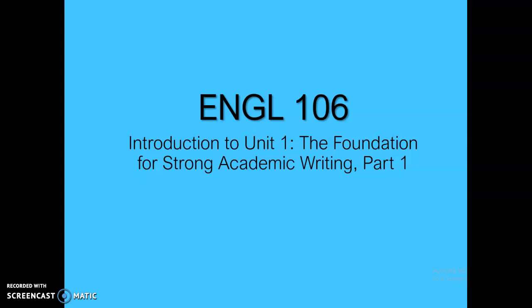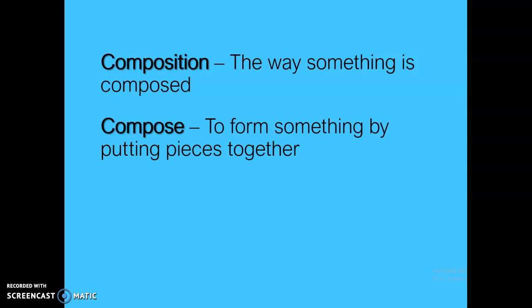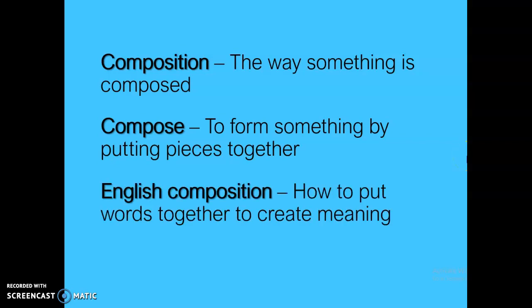Composition. What does that word even mean? One definition is the way something is composed. And compose means to form something by putting pieces together. Okay, so English composition would be how to put words together to create meaning. There are many ways to put words together.